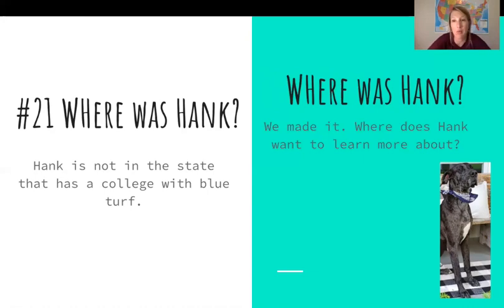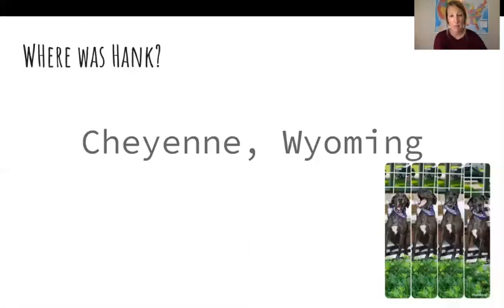All right, number 21 was our last one, so we made it. Where does Hank want to learn more about? So you should only have 1 state left on your Where is Hank sheet. That is the state that he was hiding. We should have crossed off every other state. What state did he want to learn more about? And the state was Cheyenne, Wyoming. So Hank hid there, couldn't find him, and I had to go back to figure out where he was.